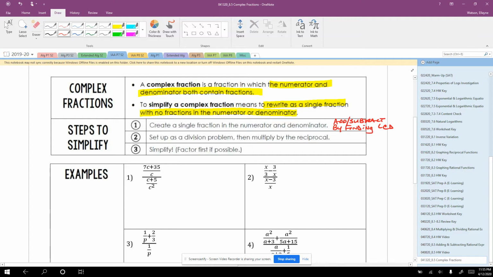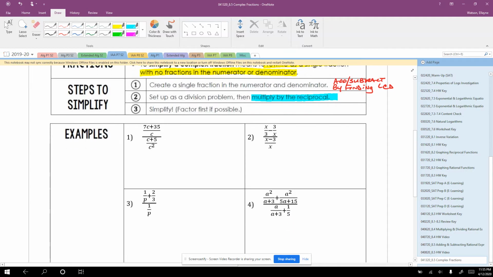So the first example we do, you won't have to worry about that, but all the other examples you will. Okay, step two, set up as a division problem then multiply by the reciprocal. This is really kind of the key. There's a couple of different ways to do complex fractions. The way I'm going to do it today, that I think is the most straightforward and easiest for you guys to understand, is to get the numerator to be a single fraction, get the denominator to be a single fraction, and then instead of actually dividing, multiply by the reciprocal. And we've done that before, right? When we did 8.4 multiplying and dividing, anytime we had division, all we did was flip the second term. So same concept here. Okay, and then third, simplify. Factor if possible, cancel out common factors.